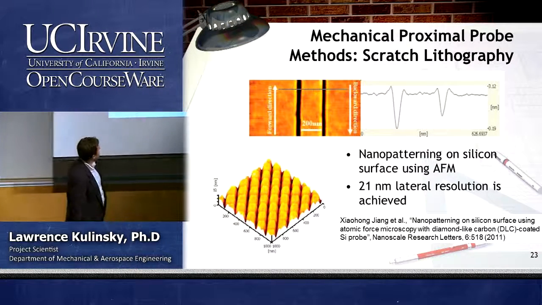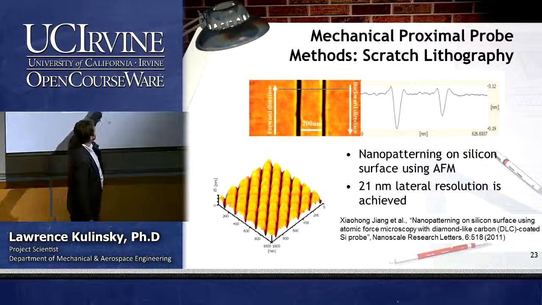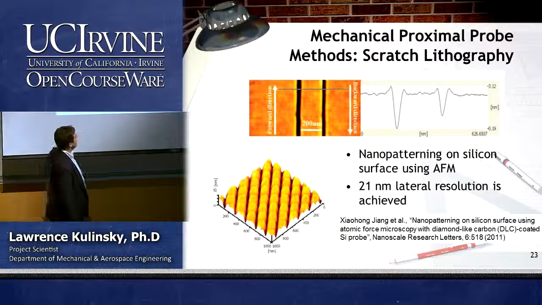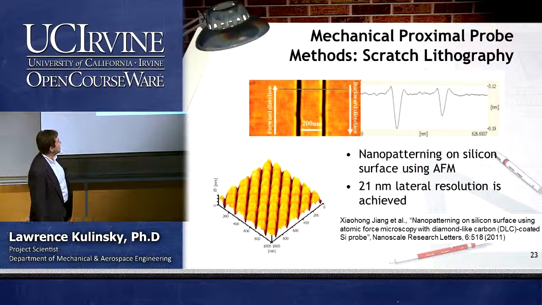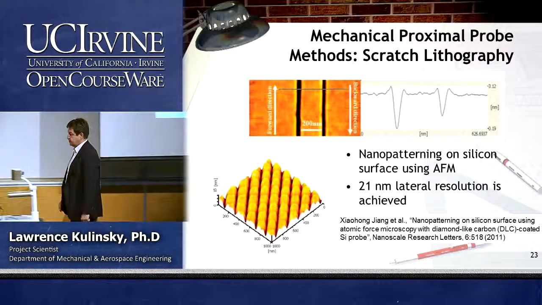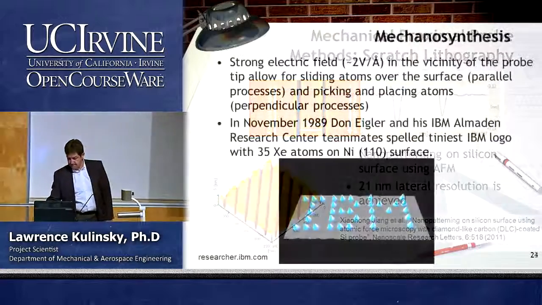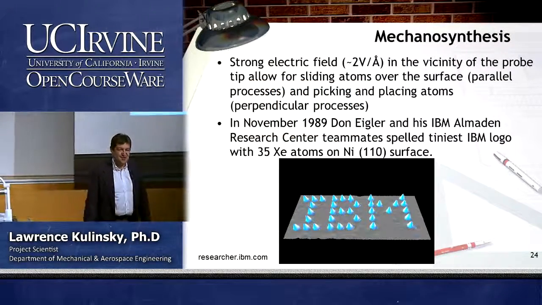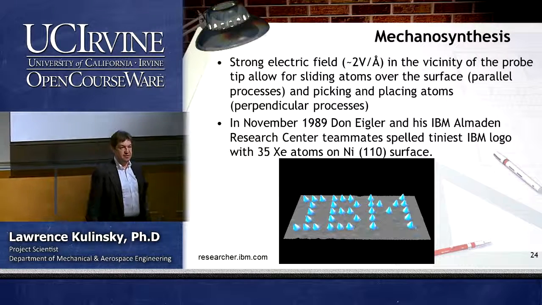So here you have a picture, an AFM scan where 21 nanometer lateral resolutions have been achieved. Okay, fun part. We can actually manipulate individual atoms.